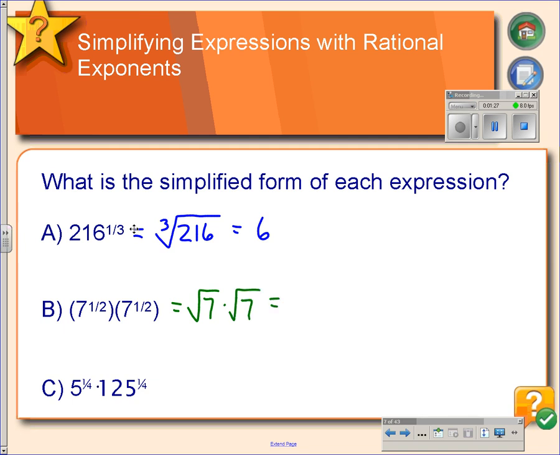another square root 7, so that becomes square root of 49. Since the indices are matching, we can multiply the radicands, and the square root of 49 is 7.